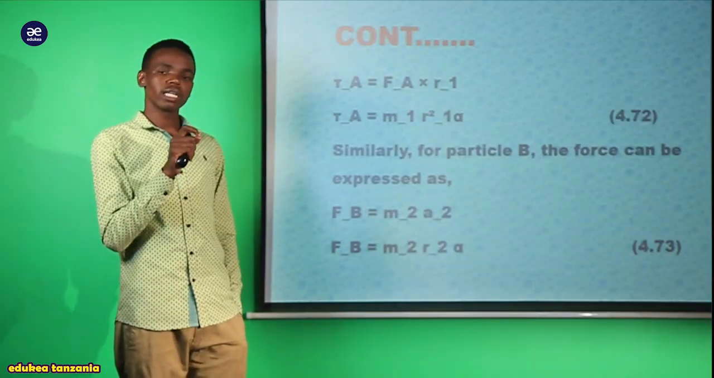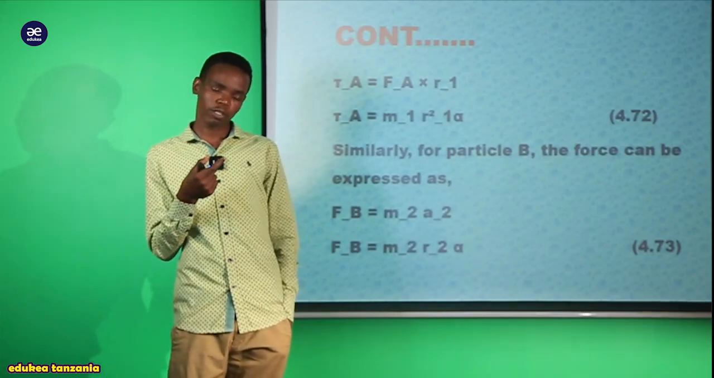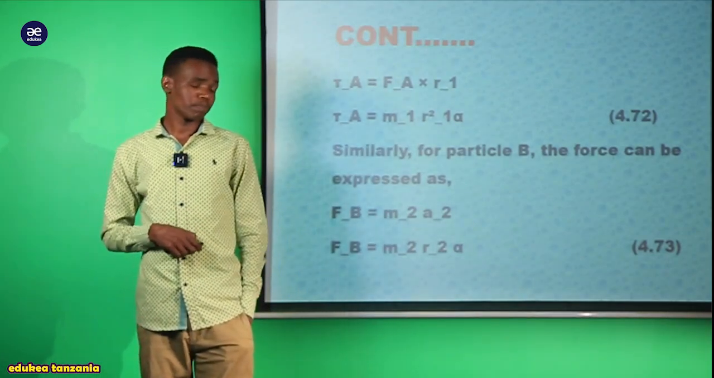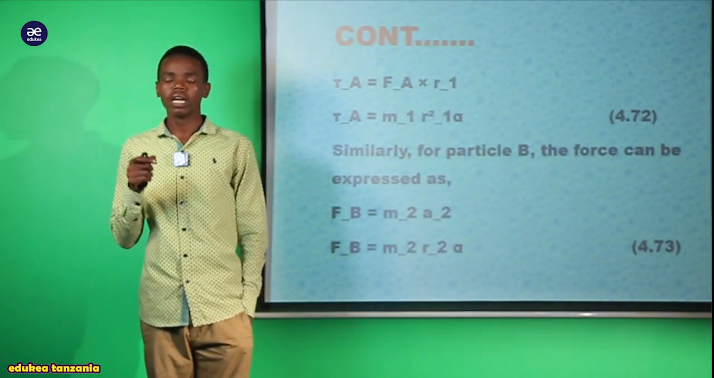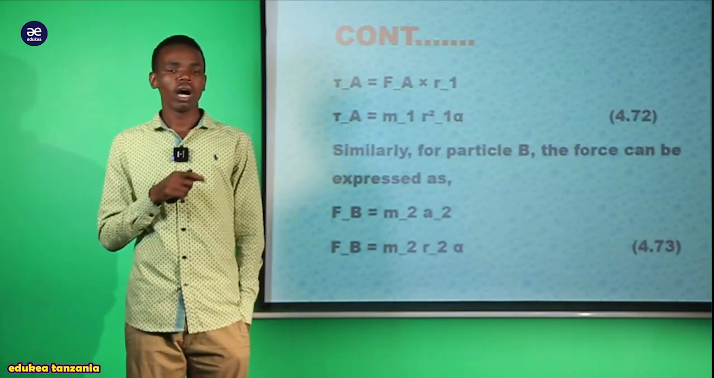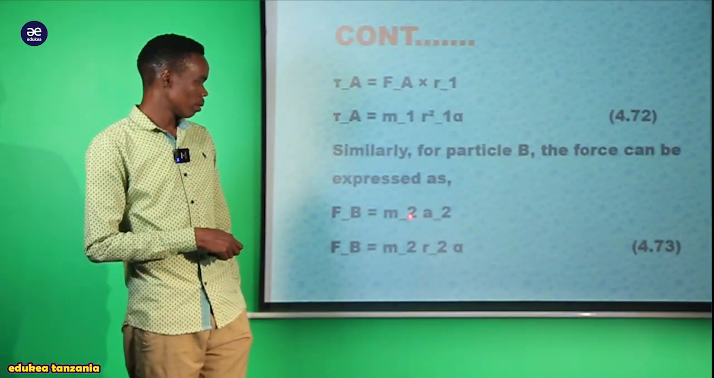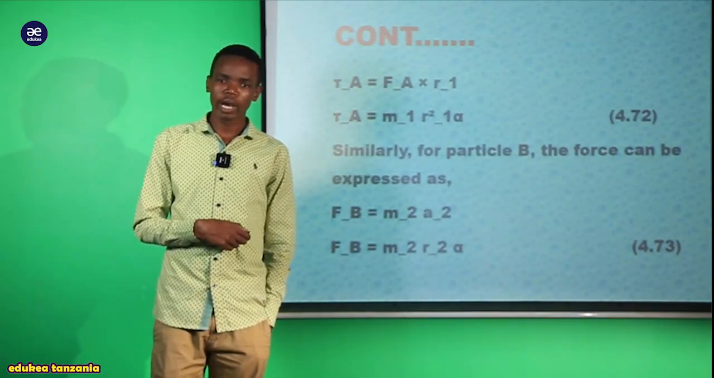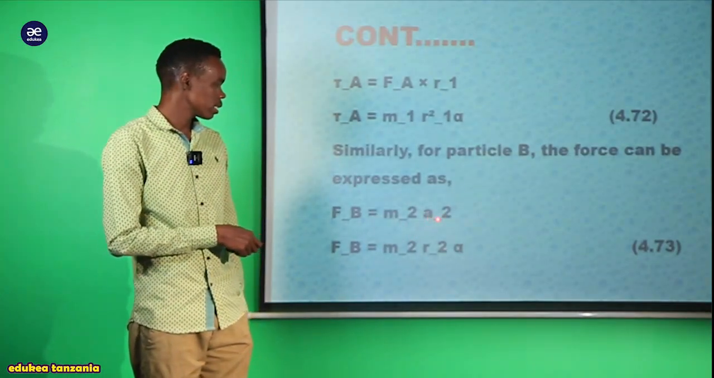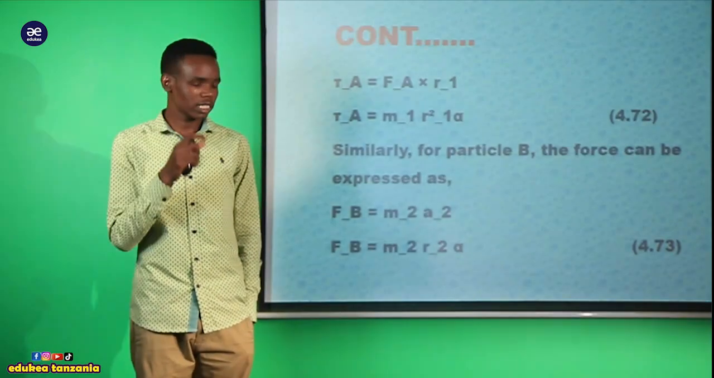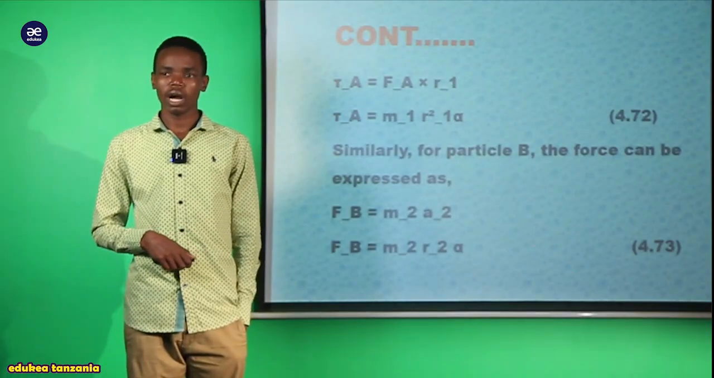Now let us focus on the point B, which is similar to how we demonstrated the force at the point A. The force at the point B can be expressed using Newton's second law, which says that at the point B, the force F_B must be equal to m2 times a2, where m2 represents the mass of particle 2, and a2 represents the acceleration of particle 2, which is located at the point B.